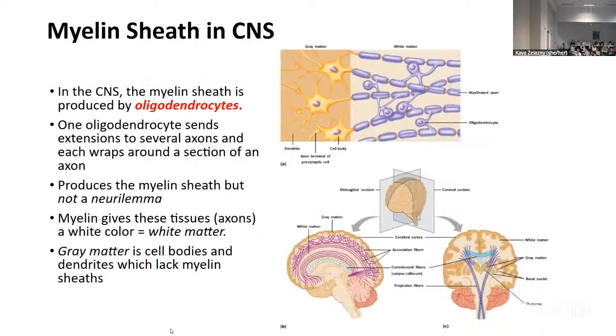Let's compare that to the central nervous system. So when we're looking at that arrangement with the Schwann cells, that's like out in your arm, let's say. So now we're thinking about what does myelin look like? We're thinking about the brain.